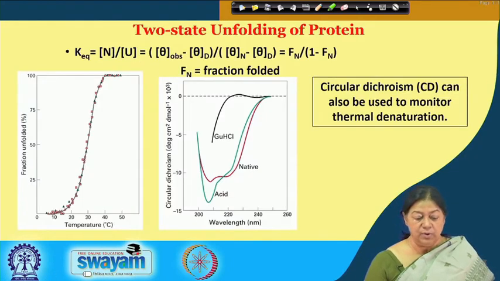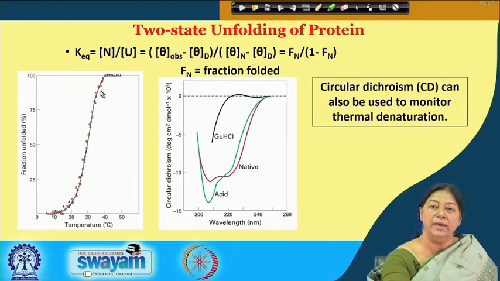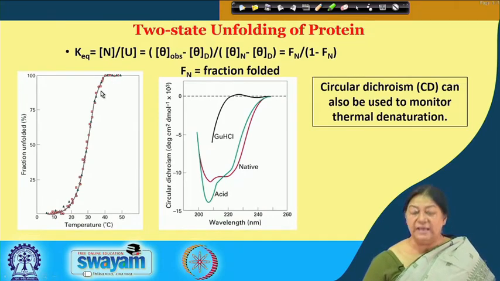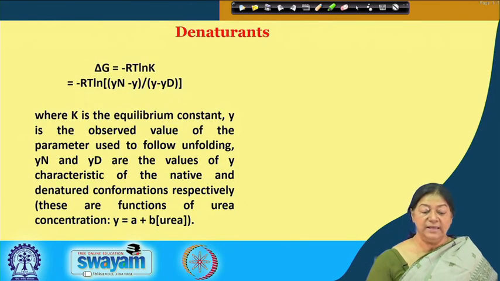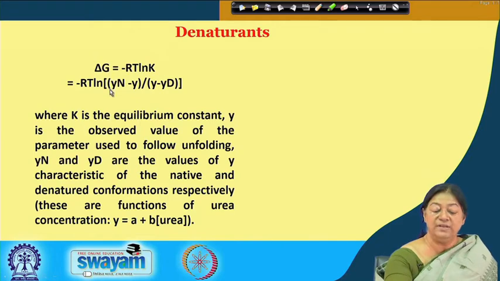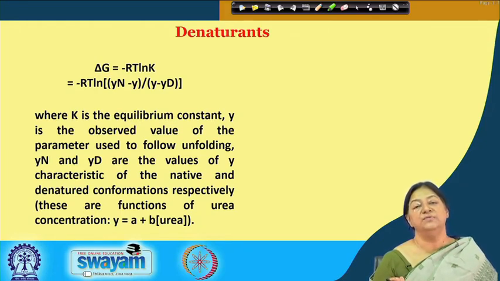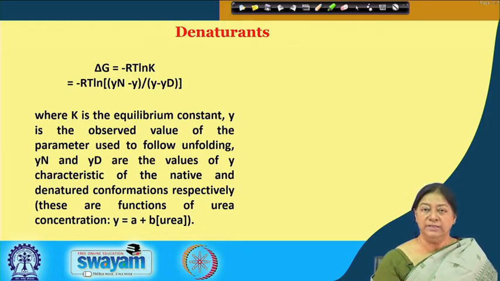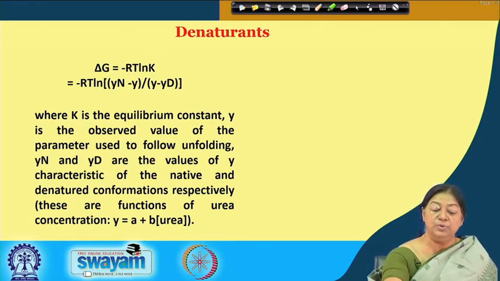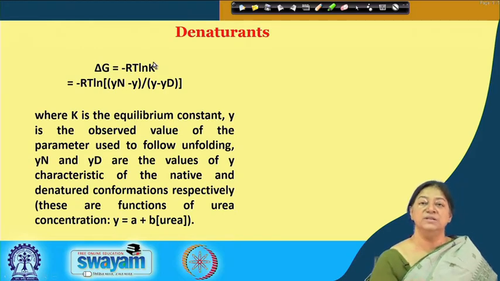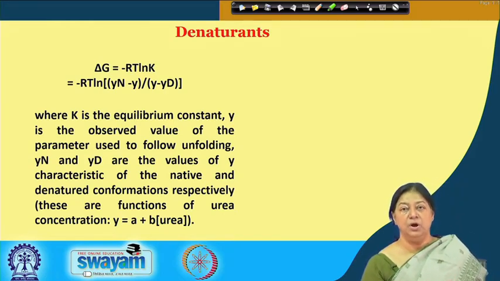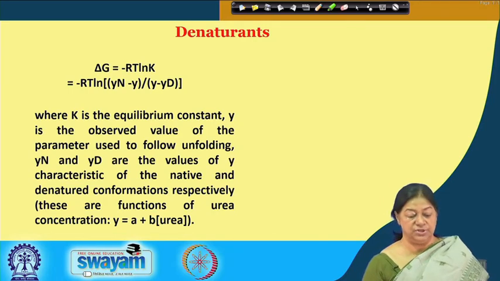These will be variations of Y while we either increase the temperature or add more of the denaturant. In that case, we are going to have two extremes. One extreme is the signal at the native state, the other is the signal for the denatured state, and all the intermediate states will tell us the degree of unfolding, which is a measure of this equilibrium constant at that particular temperature or that particular denaturant concentration.